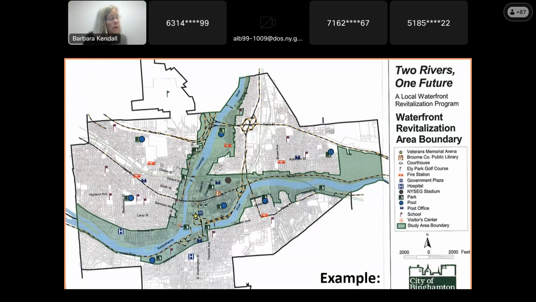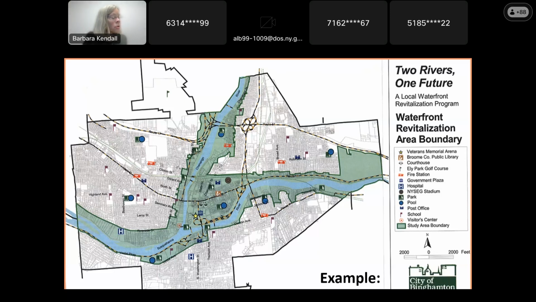And they did an LWRP a while ago, but this just shows the difference in an inland waterway LWRP compared to our coastal examples. So they've got two rivers, and the waterfront revitalization area is along each of those rivers, and that's fine. It's different than the coastal area. It's not just on one side.